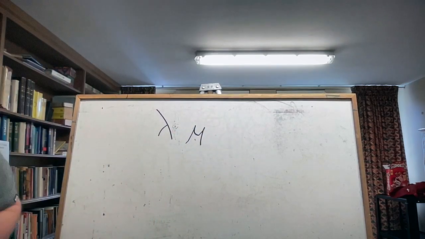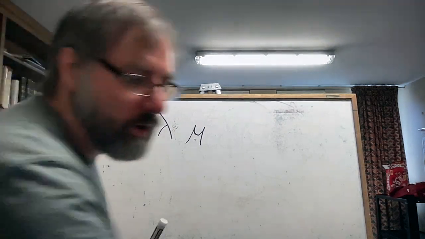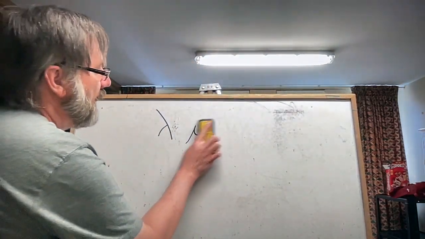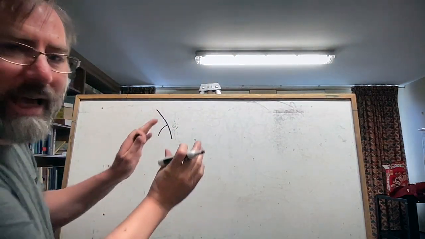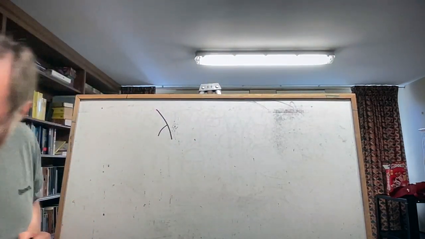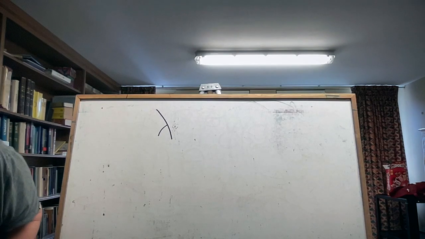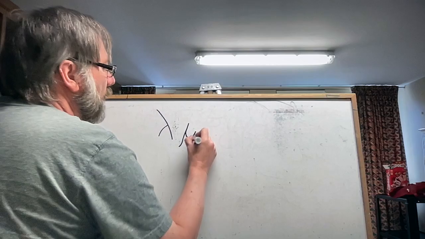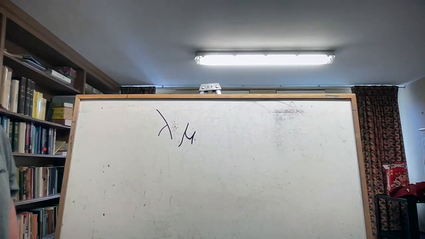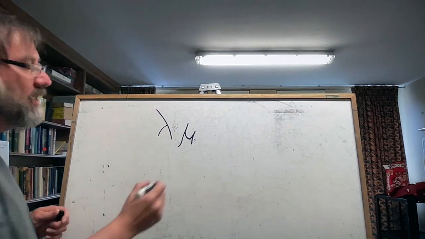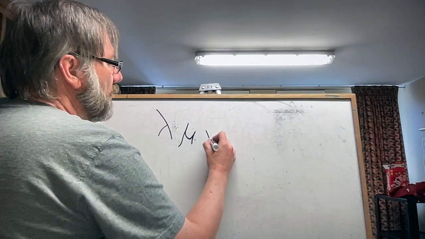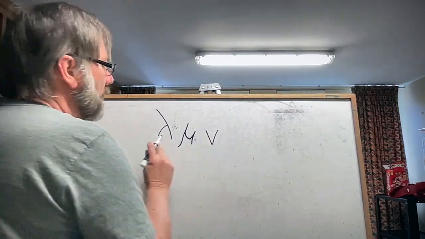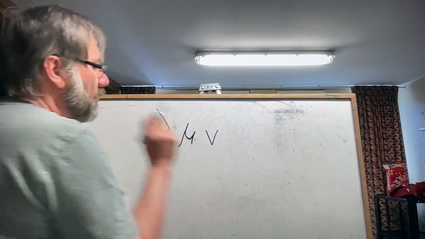Okay, that's a mu. Actually, I'm going to redraw that mu. That's a common mistake I make. I don't make that dip down enough. Okay, so the mu should look more like this. Like that. Okay, should look more like that. And then there's the nu. It's pretty easy. Lambda, mu, nu.